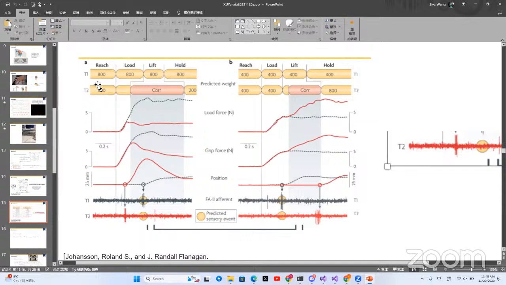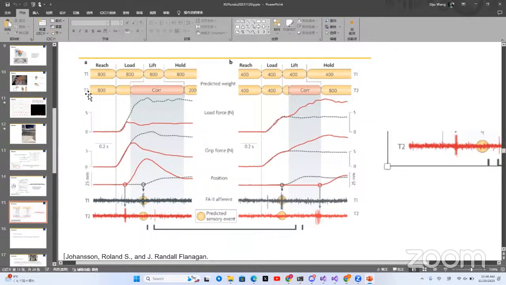Why? We can see there are two tests. T1 is the gray one. These are the records of the users grasping an object of 800 grams, and there are four stages: reach, load, lift, and hold. You can see the position of the object at this part. It means the object just left the table. At this moment, it will give such stimuli.